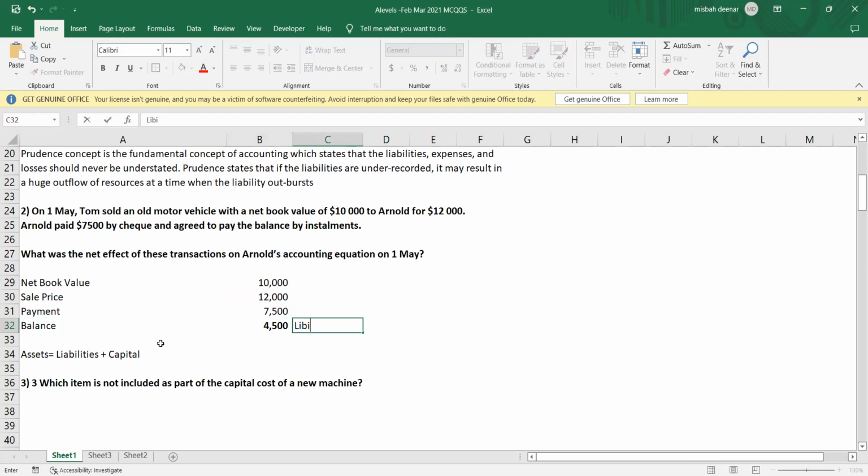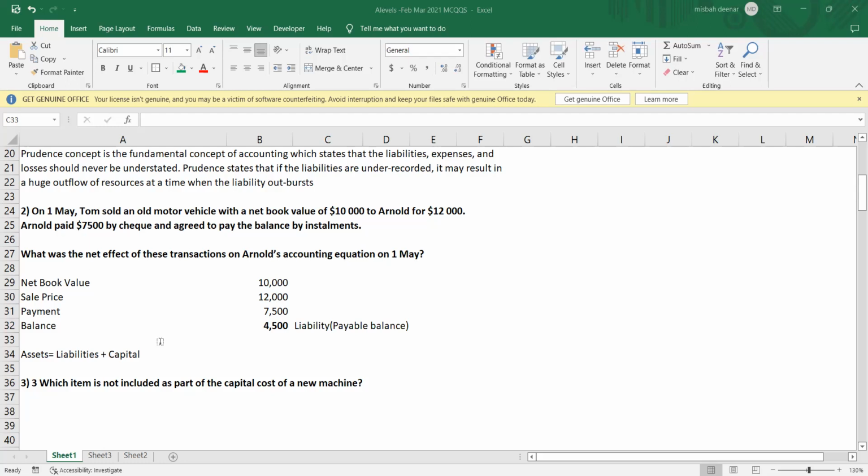So it will increase his liability because it's a payable balance. Arnold has to pay to Tom. If I go to the answer and see, there are two options: increase of liability by 4,500 and increase of liability by 4,500. So the answer is B or D.